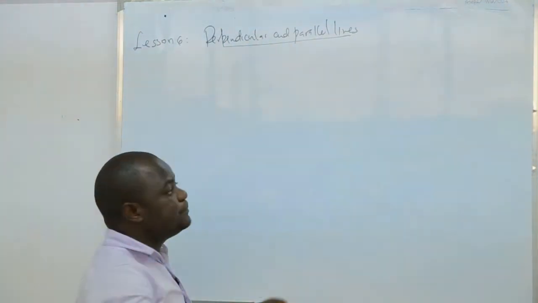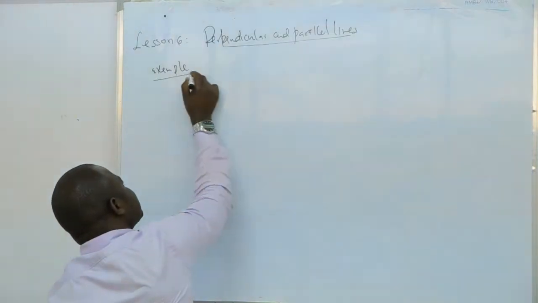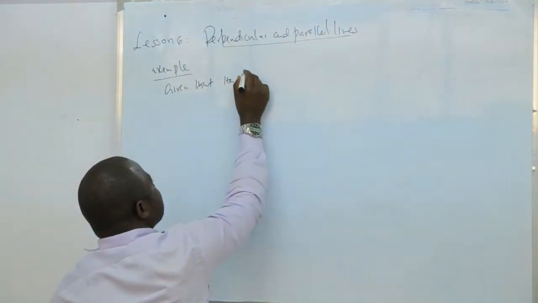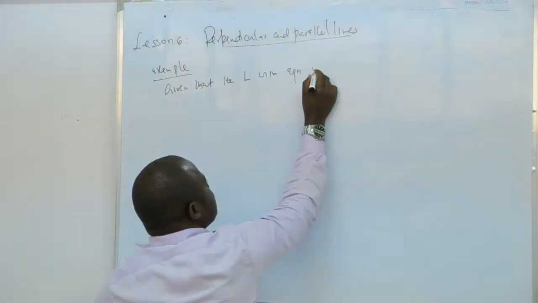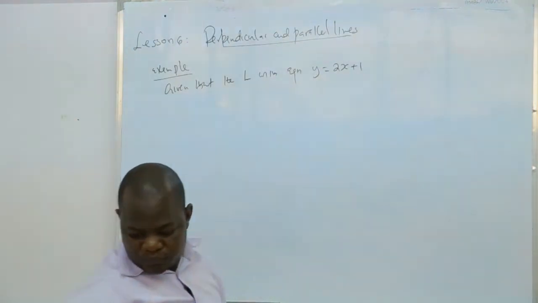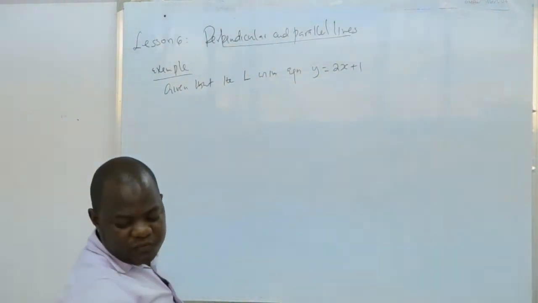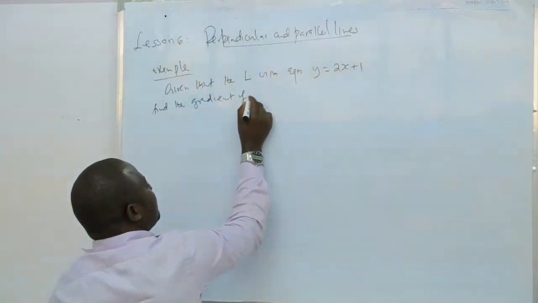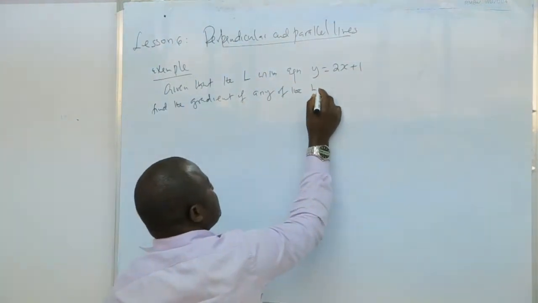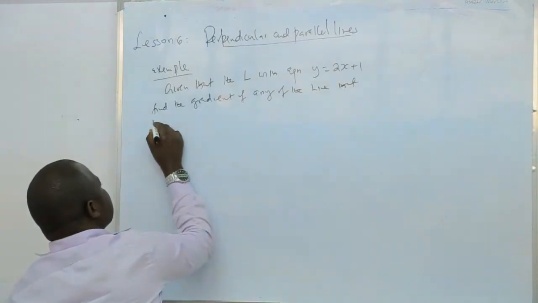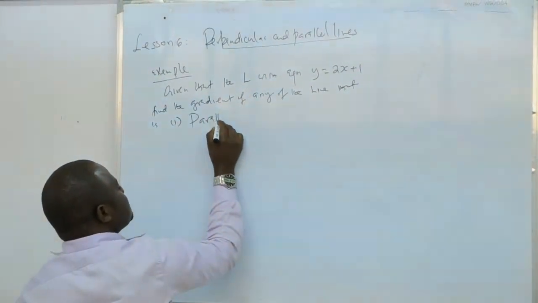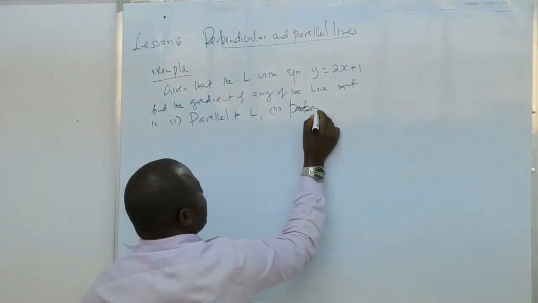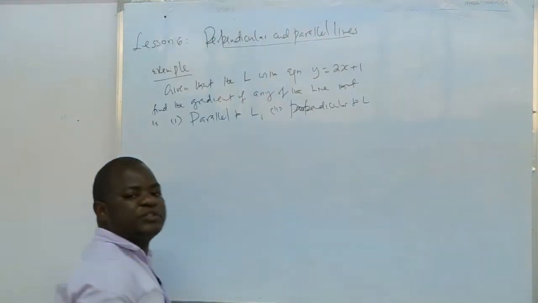Example. Given that the line L with equation y is equal to 2x plus 1, find the gradient of any line that is: Roman 1, parallel to L; Roman 2, perpendicular to L. So what do we do?